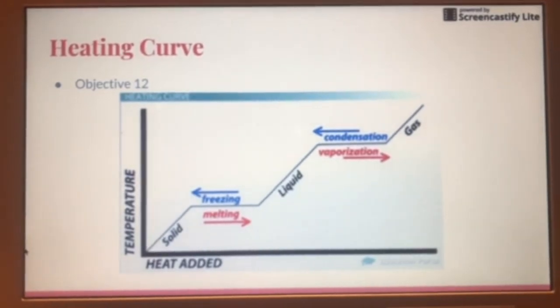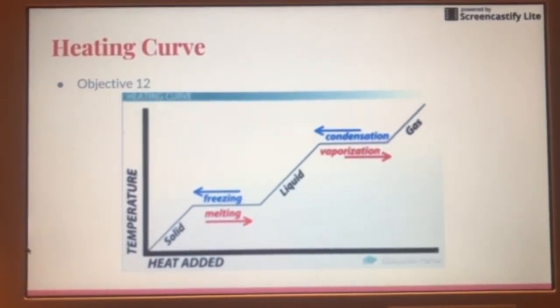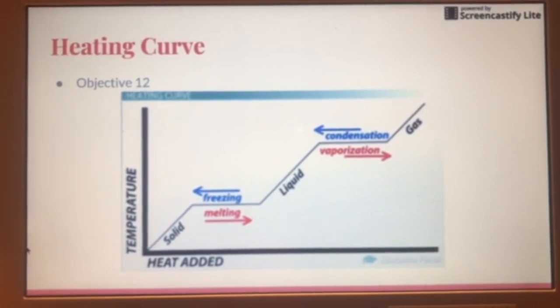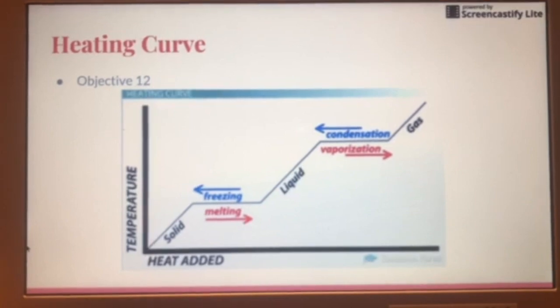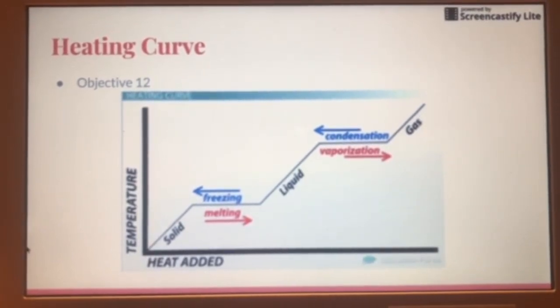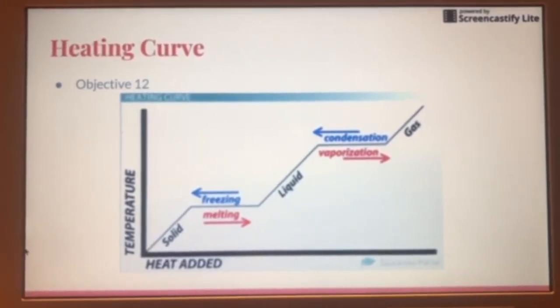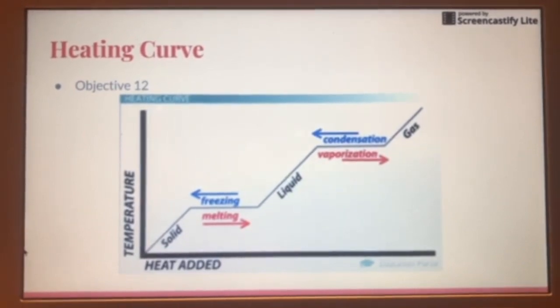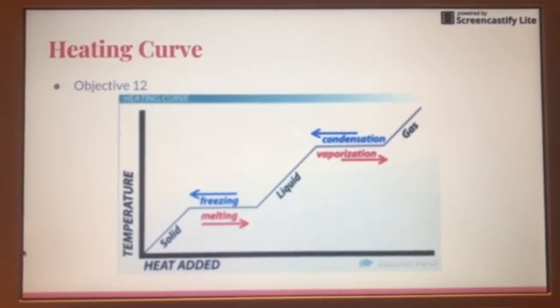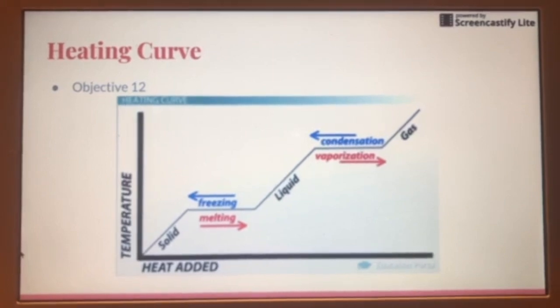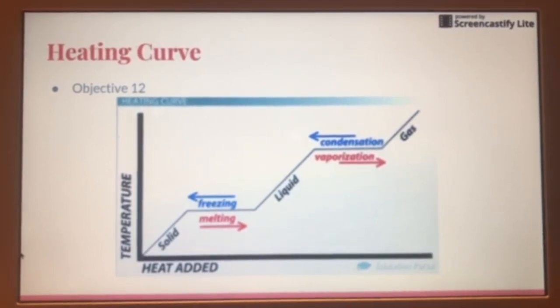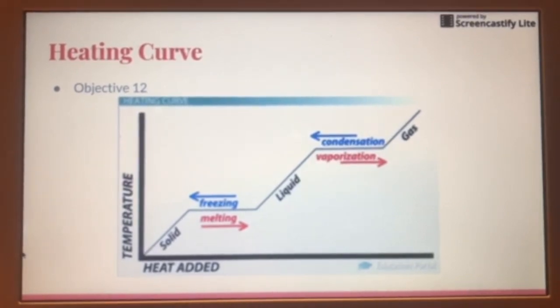Objective 12 deals with the heating curve. Here you can see the heating curve for water. As you see, there are large amounts of time before the water changes phases, for example, changing from a solid to a liquid. This makes water a lot easier to control. Wax, on the other hand, has relatively short transition times. That is why in this demo I have to use a water bath. If I didn't, the wax would melt too rapidly.